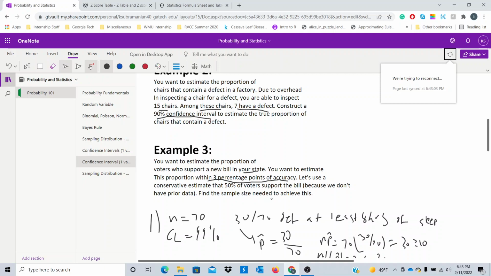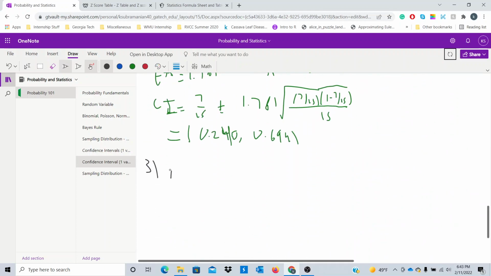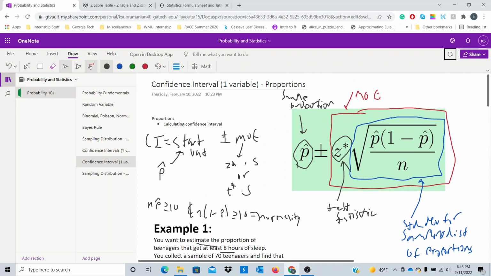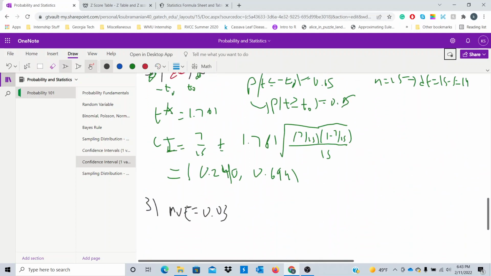So our goal is to find the sample size needed to achieve an estimation of the true proportion of voters who support the new bill within 3 percentage points of accuracy, right? So what do we know here? We know that the margin of error is 0.03, because we want to estimate the true proportion within 3 percentage points of accuracy, so we can go plus or minus 3, basically. And that corresponds to the margin of error term. So the margin of error equals 0.03 because 3% is 0.03 as a decimal.